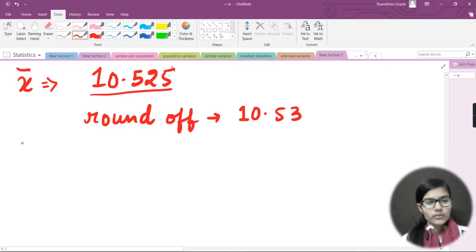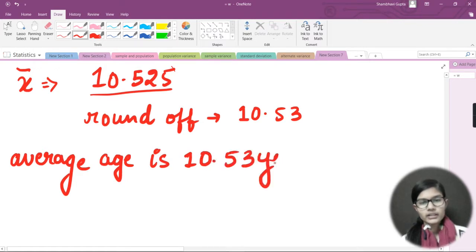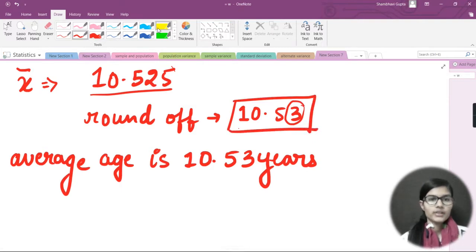Now what I can conclude from here is that its average age is 10.53 years, right? Because here I got the output as 10.525, so I quickly rounded it off, and I got the final result, 10.53. So this is the very first part of the question which we have solved.